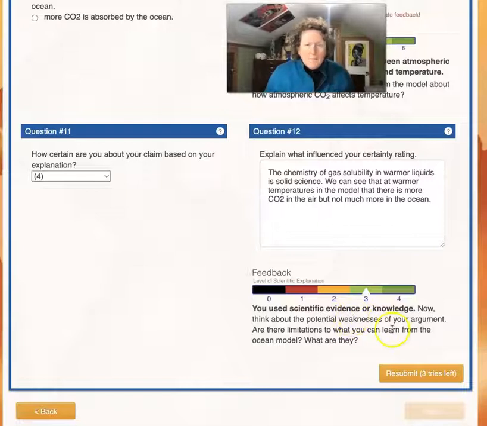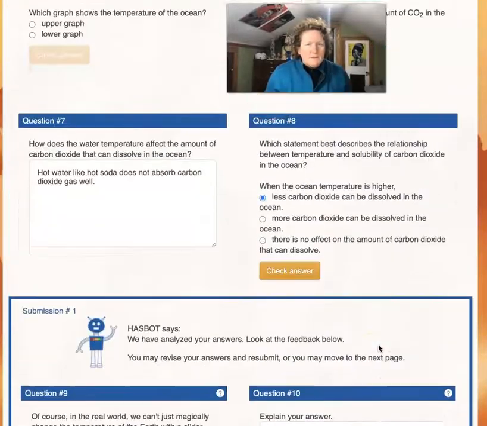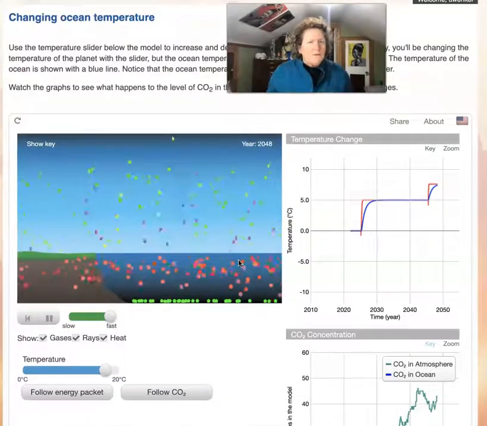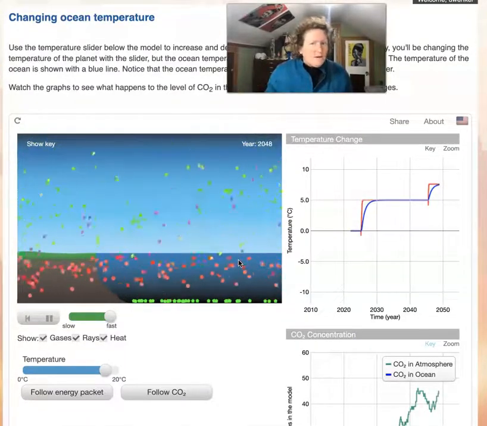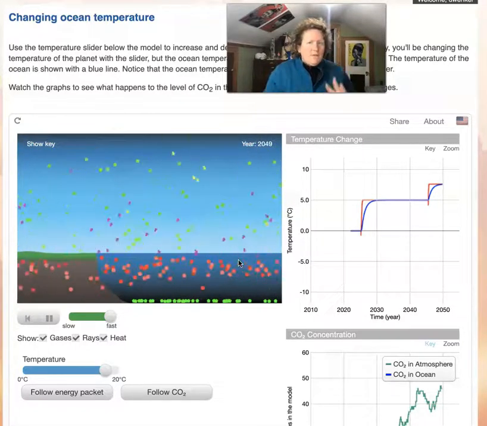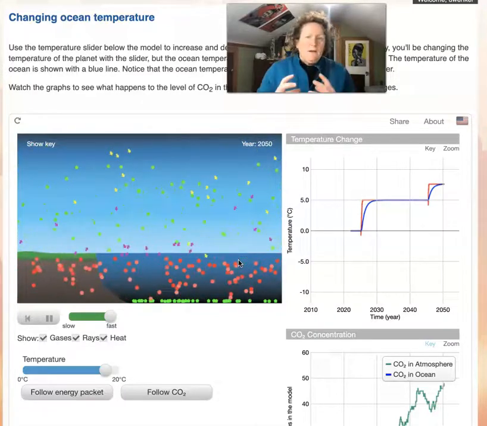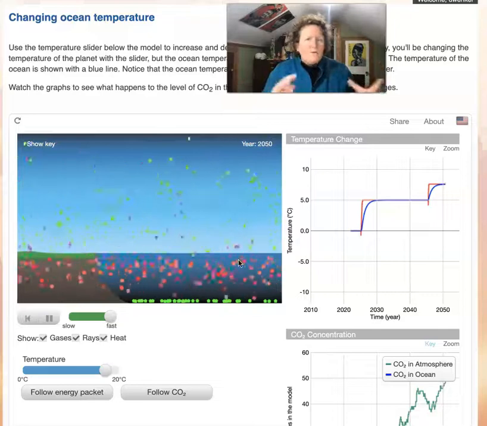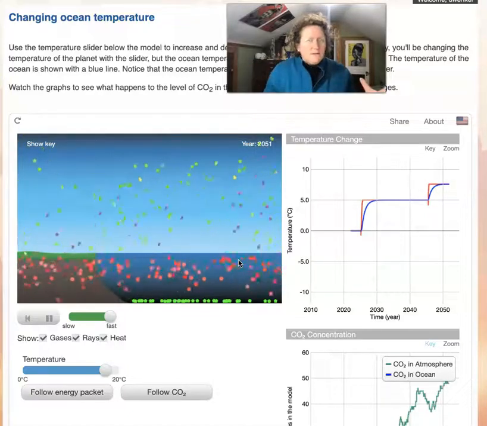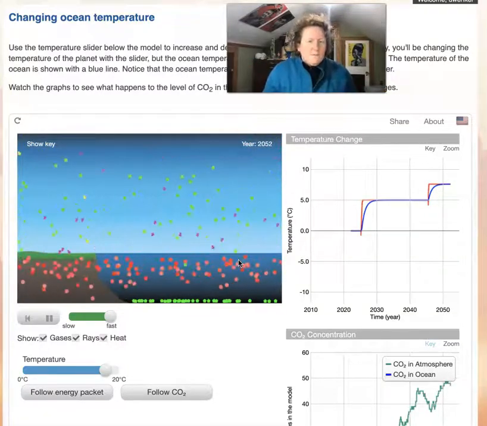You use scientific evidence or knowledge. That's awesome. But now I need to think about potential weaknesses of my argument. Are there limitations on what you can learn from our ocean model? What are they? Well, I would say this model is a little bit simplistic because it doesn't have any other greenhouse gases in it. It doesn't have water vapor in it. Any model that's simpler and doesn't have all the pieces is not as good at predicting. So the more factors, the more variables, the more things you include in your model, and the more you test your model, the better it is going to be at making predictions.